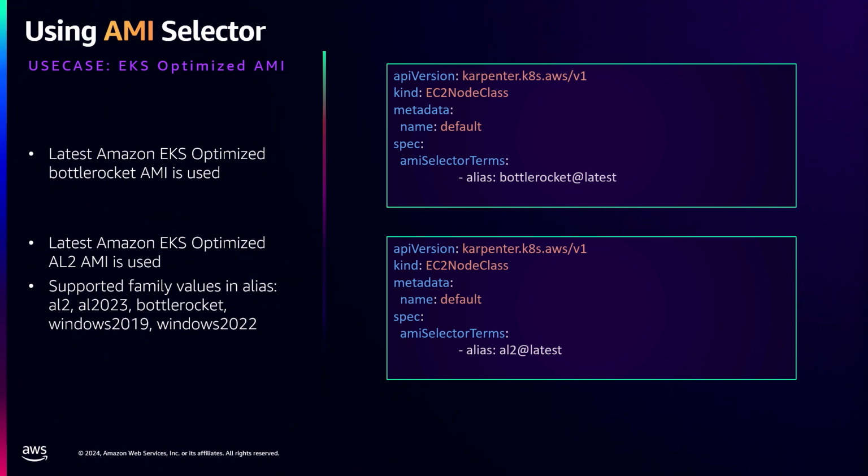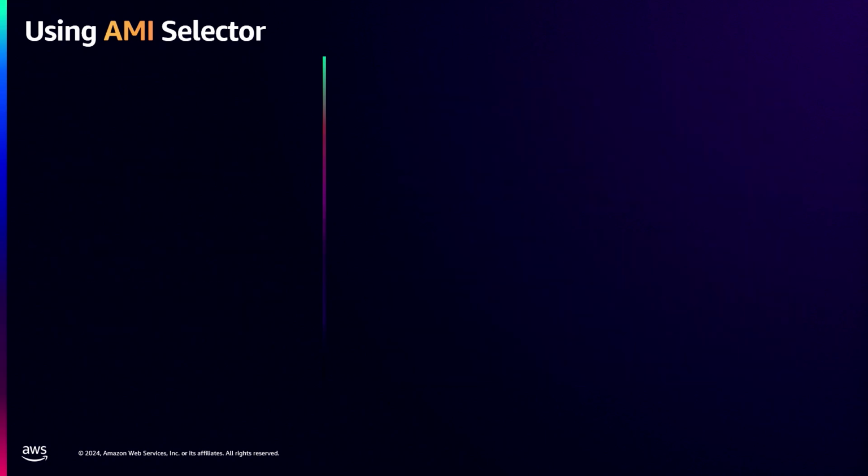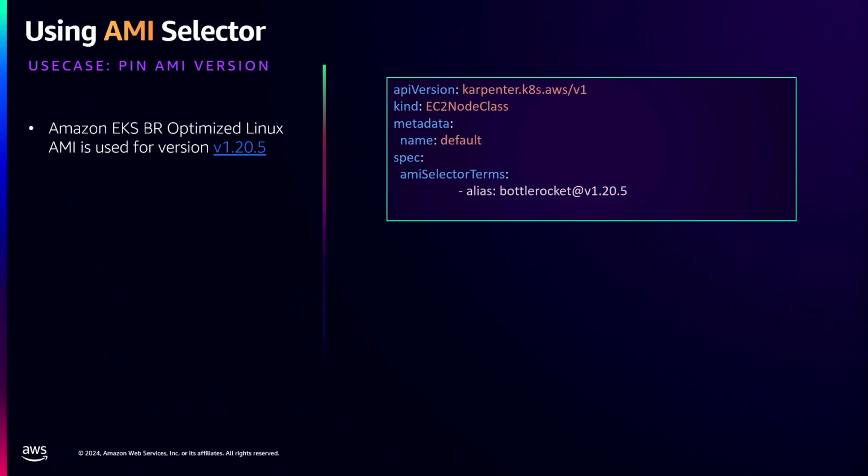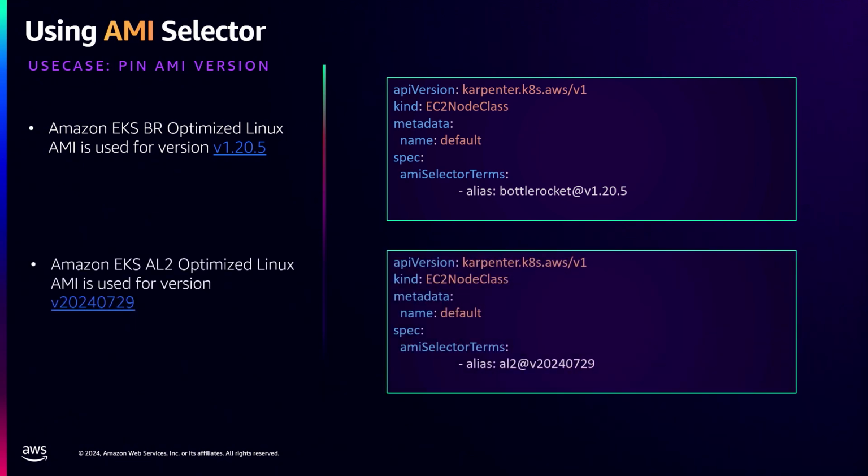Now you may say, latest is great, but what if I want to pin my worker nodes to a specific version, and I want to test out the new version, then only go to the latest version? You can do that as well. So as part of Karpenter V1, you can pin your worker nodes to a specific AMI version like this. In this case, I'm saying alias: bottlerocket@v1.20.5. So all the EC2s that this node class will provision will be of this version of bottlerocket. Similarly, Amazon Linux 2 with the version of 2024 July 29th.